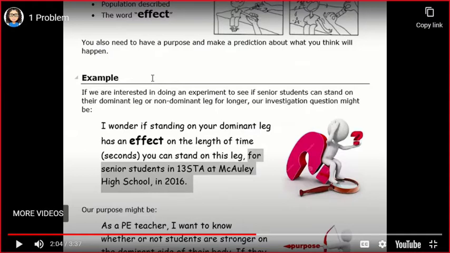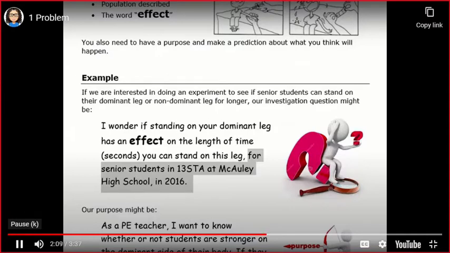leg, and make sure that you give a complete description of your population, for senior students at whatever Macaulay High School. So here you would say for whatever grade level we get, because we're just going to ask teachers to allow us into their classrooms to work on these, and describe the population, where and when. Okay, so it should look very familiar to you. Okay, so there's my investigation question.